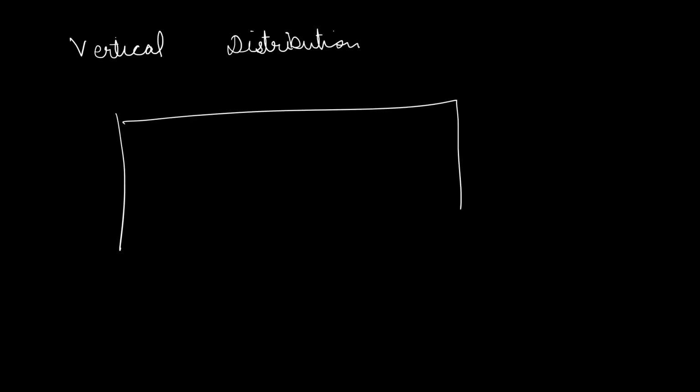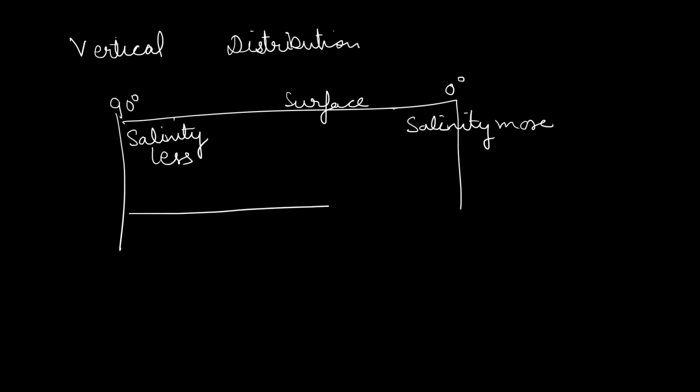Now we are going to see the vertical distribution of ocean salinity. So we have the ocean, these are the polar regions, these are the equatorial regions. Let's say this is the surface of the ocean. At the surface, this region has more salinity, but this region has less salinity. So at the surface, there is variation in the salinity.